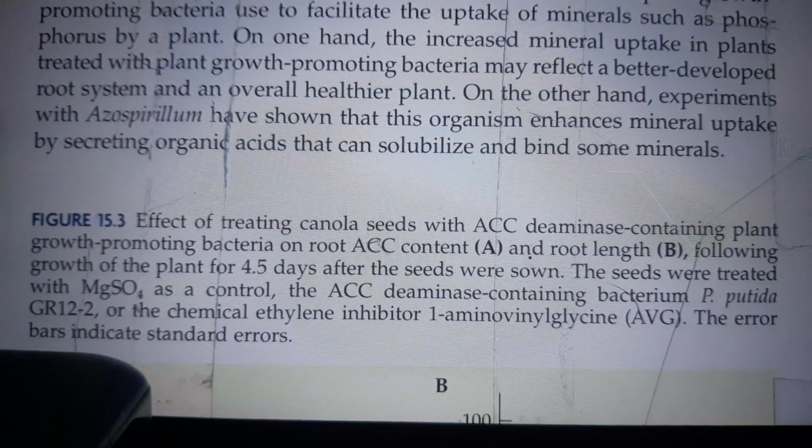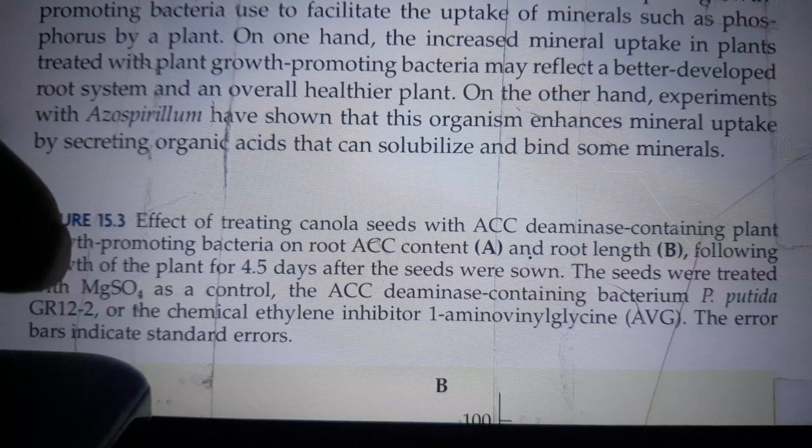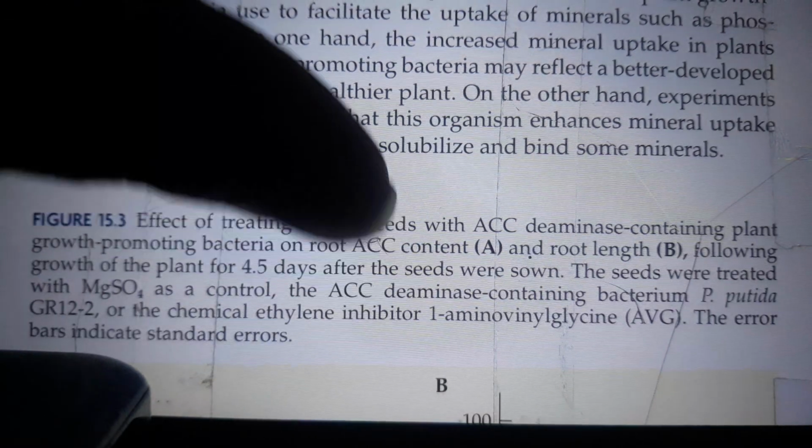There is some controversy regarding the mechanism that plant growth promoting bacteria use to facilitate the uptake of minerals such as phosphorus by a plant. On one hand, the increased mineral uptake in plants treated with plant growth promoting bacteria may reflect a better developed root system and an overall healthier plant. On the other hand, experiments with Azospirillum have shown that this organism enhances mineral uptake by secreting organic acids that can solubilize and bind some minerals.